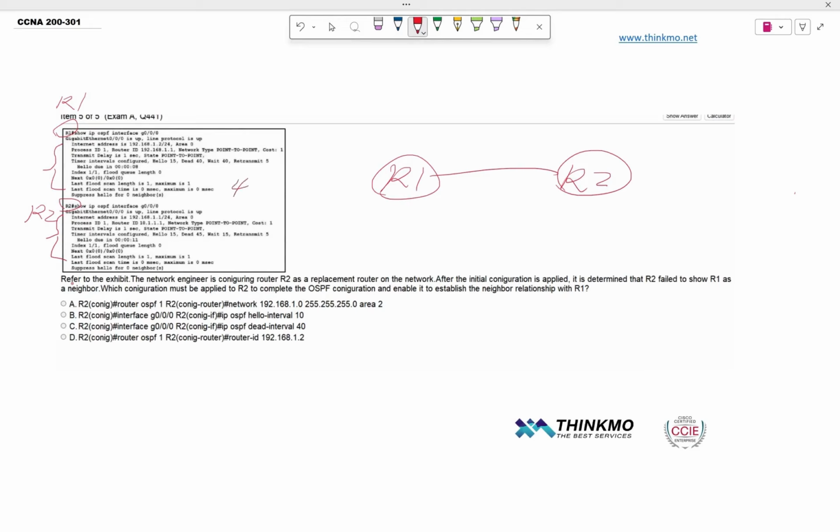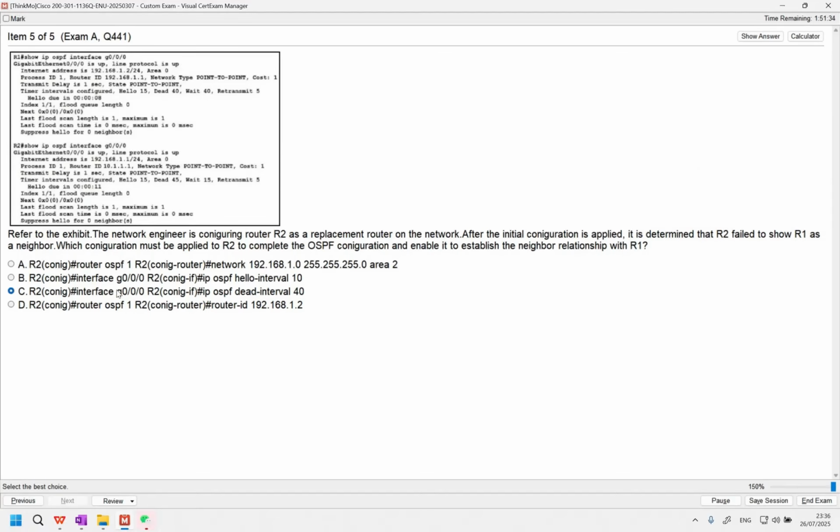By default, it's 40 seconds, but on 2.2, it's been changed to 45 seconds, so the neighbor relationship can't be established. On 2.1, it's 40 seconds and on 2.2, it's 45 seconds. So the correct answer is C. Just change the dead interval on R2 to 40 seconds, and that's it. Let's look at the correct answer. Select C and submit.